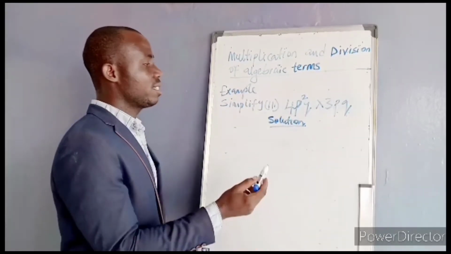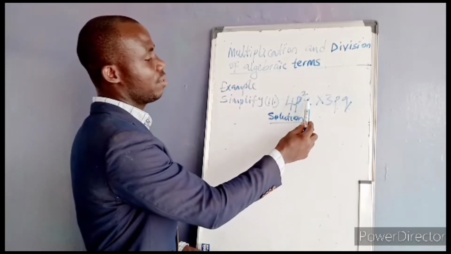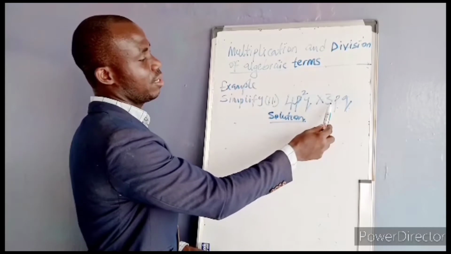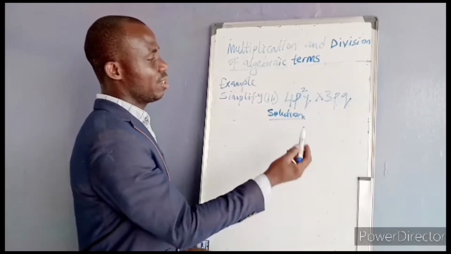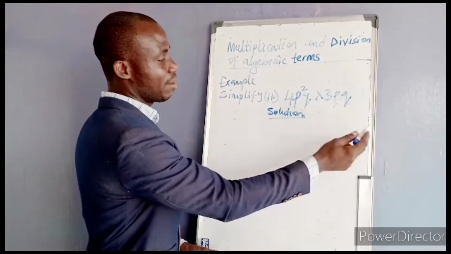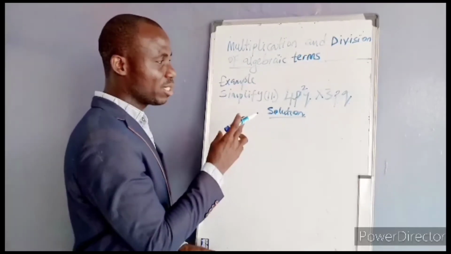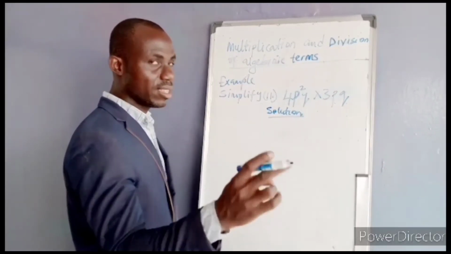Okay, this is another example. We have 4p squared q times 3pq. Remember what we have been doing? We're going to multiply the numbers with the numbers. All the letters, we multiply everything apart first, then we'll multiply them in terms. The numbers together, the different letters together.